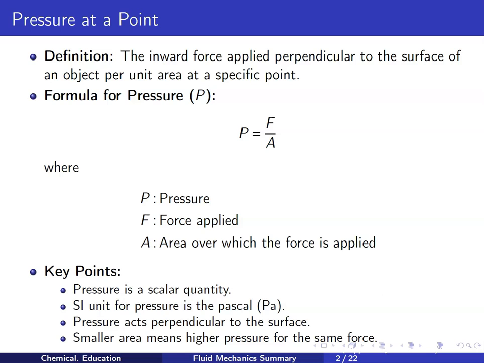What is P? P is pressure, F is force applied, A is area over which the force is applied. Remember some key points. Pressure is a scalar quantity. SI unit of the pressure is the Pascal. Pressure acts perpendicular to the surface. Smaller area means higher pressure for the same force.